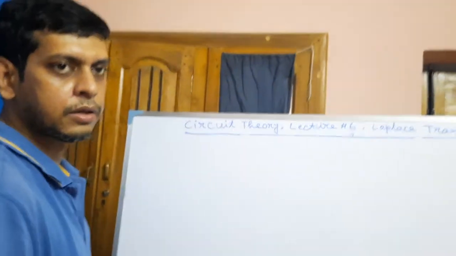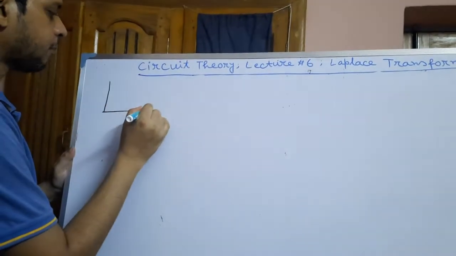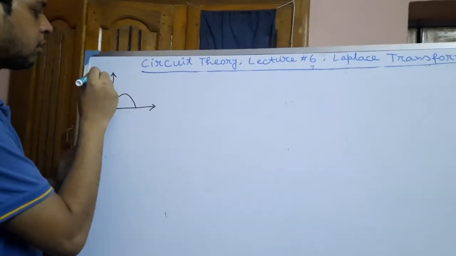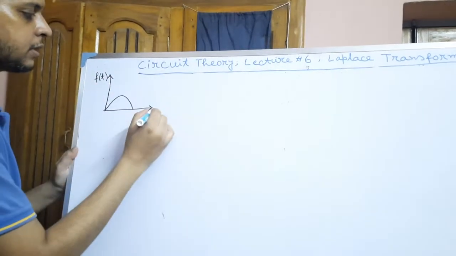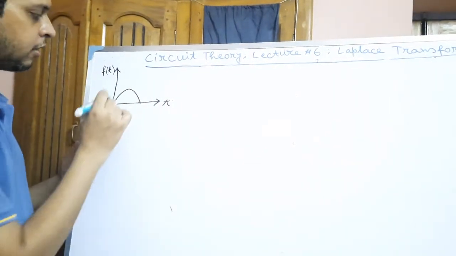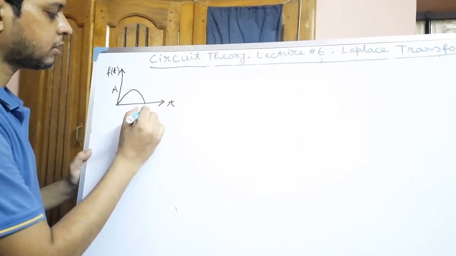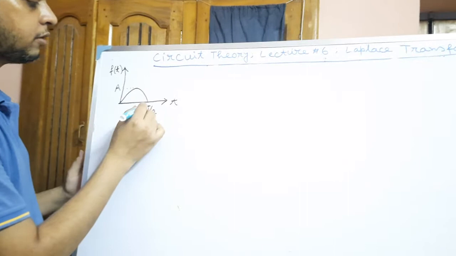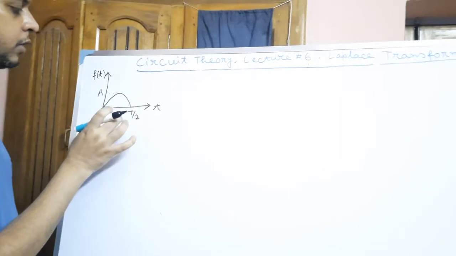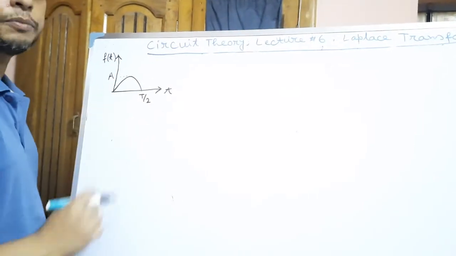Let us take one more example. We have to determine the Laplace transform of this one. This is a bounded sinusoidal function. You can recognize this as a part of the sinusoid. The amplitude of the sinusoid is A and the time period of the sinusoid is T by 2. But this is a bounded sinusoid. As this is a bounded sinusoid, say this is bounded from 0 to T by 2.